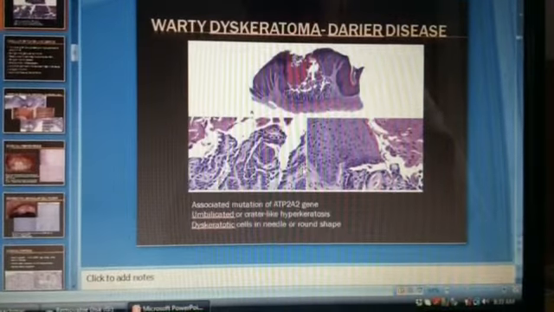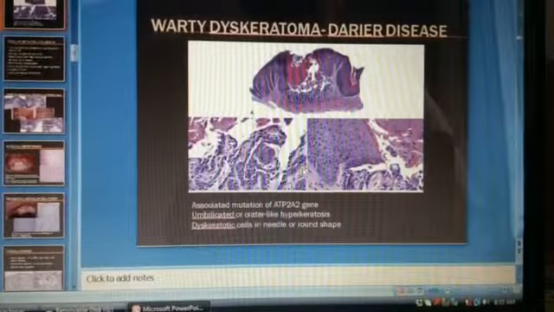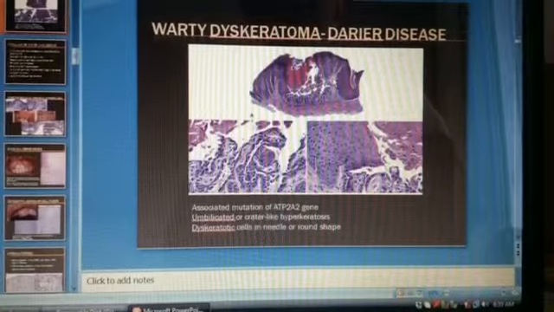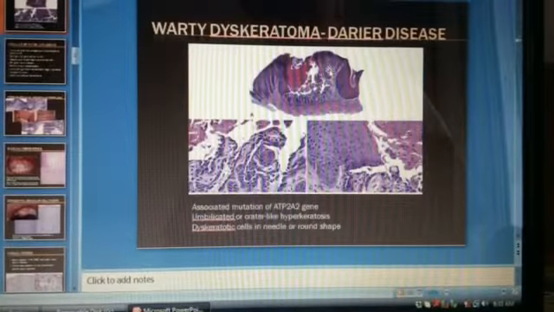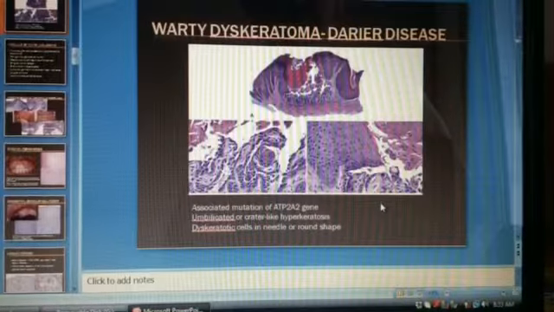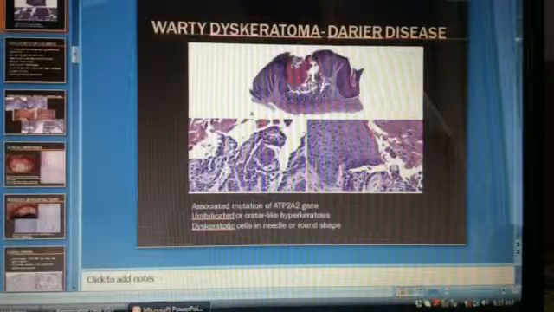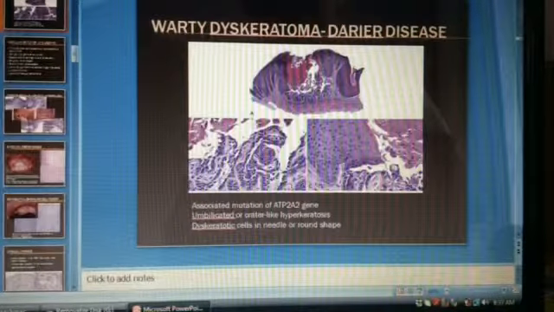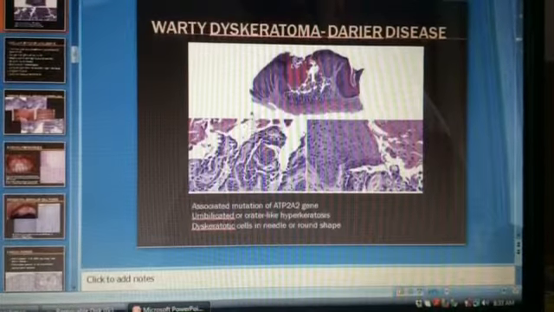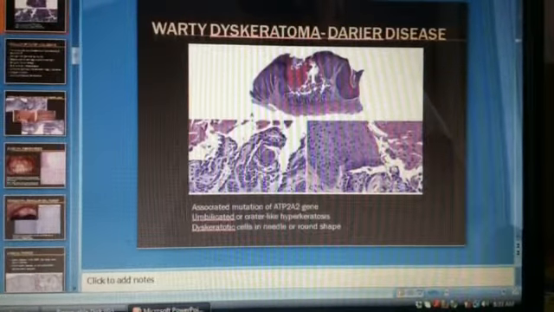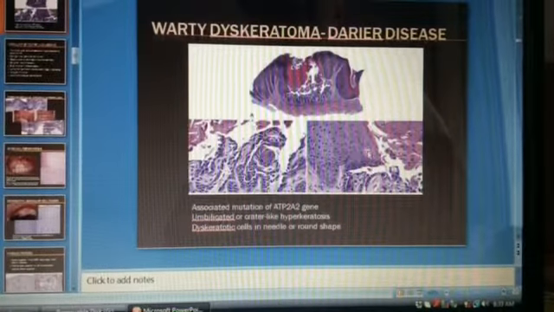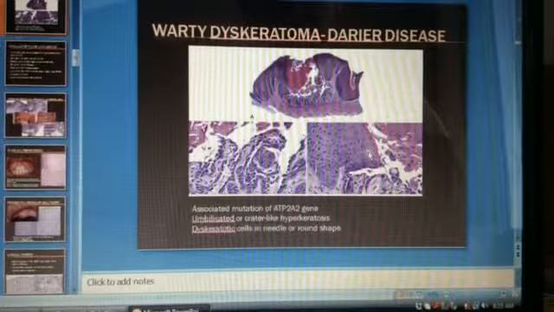The warty dyskeratoma, or Darier's disease, has focal areas of wart-like change that can be fairly broad-based. This can be associated with a mutation as well, and these very umbilicated, crater-like areas with both needle-shaped and rounded dyskeratotic cells are fairly typical. Here's one of these little corps ronds that you would expect to see in Darier's disease.